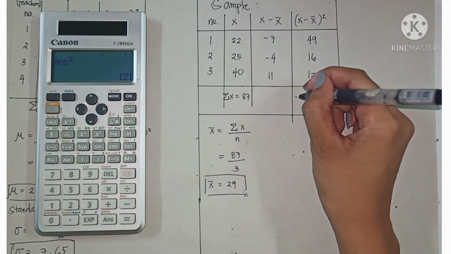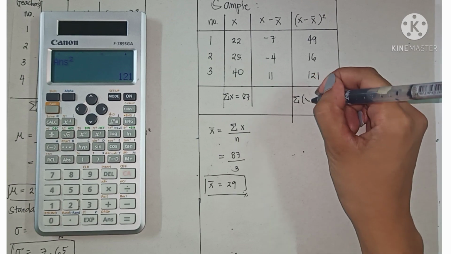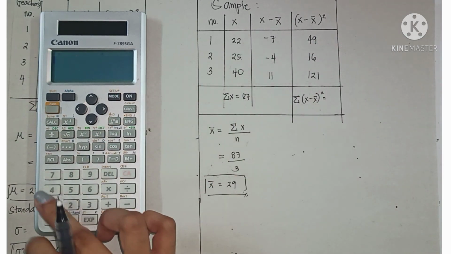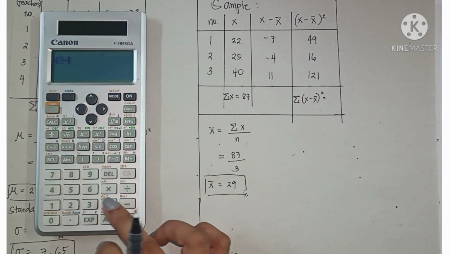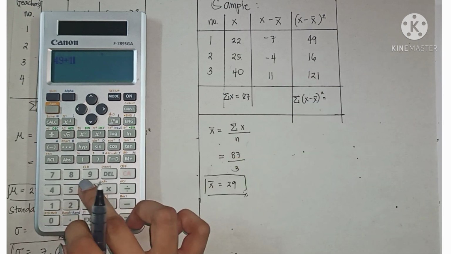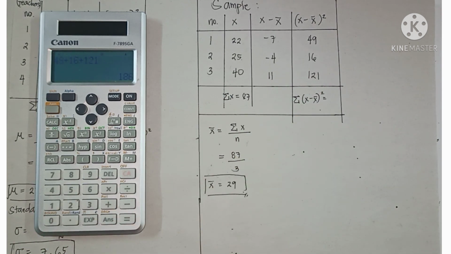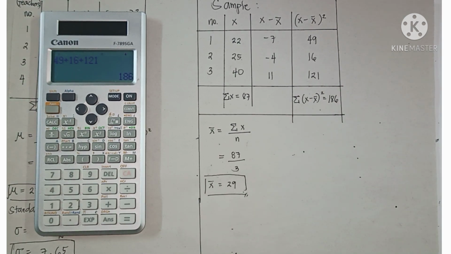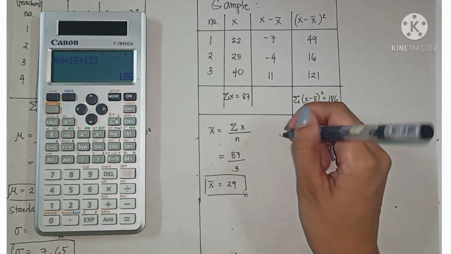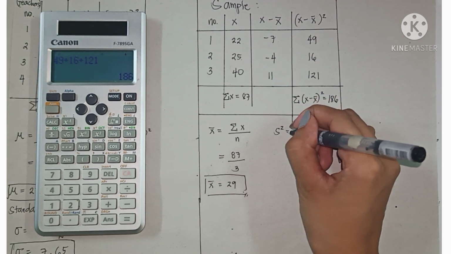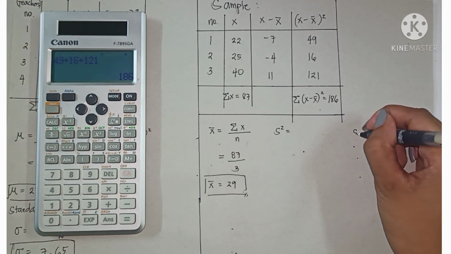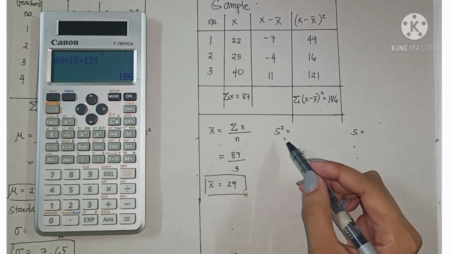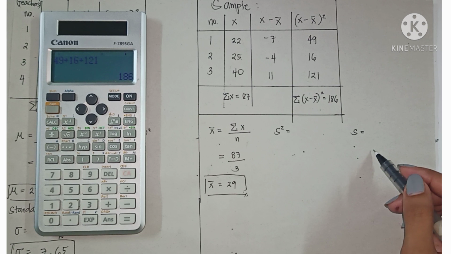Then after that, get the summation of x minus x bar squared, and that is equal to, add lang po natin siya lahat, 49 plus 16 plus 121, and that is equal to 186. Okay? So, now, makukuha na natin si s squared and si s. Okay? Si s squared and si s, or si sample variance and si sample standard deviation.